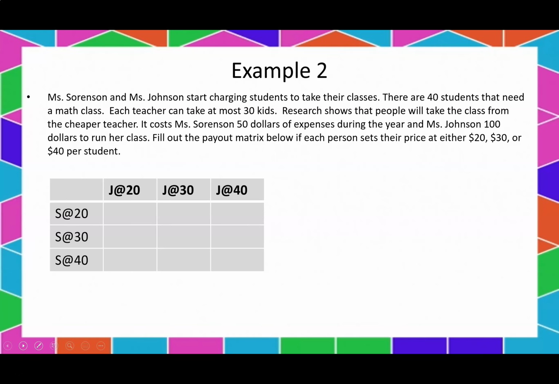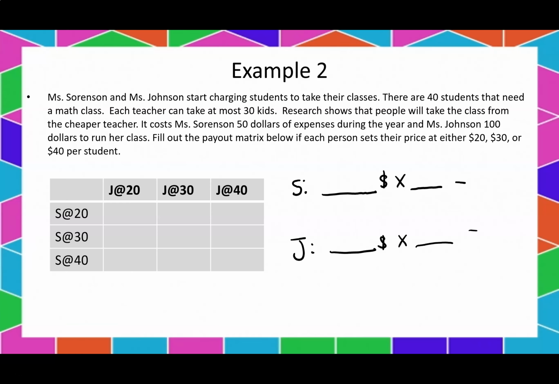Okay, we've got one more example here, and yes, it's a little bit faster. And remember, I like to set these up with Sorensen being the first. So Sorensen is money times the number of something minus something. We'll deal with that in a second. Johnson's going to be money times something minus something.